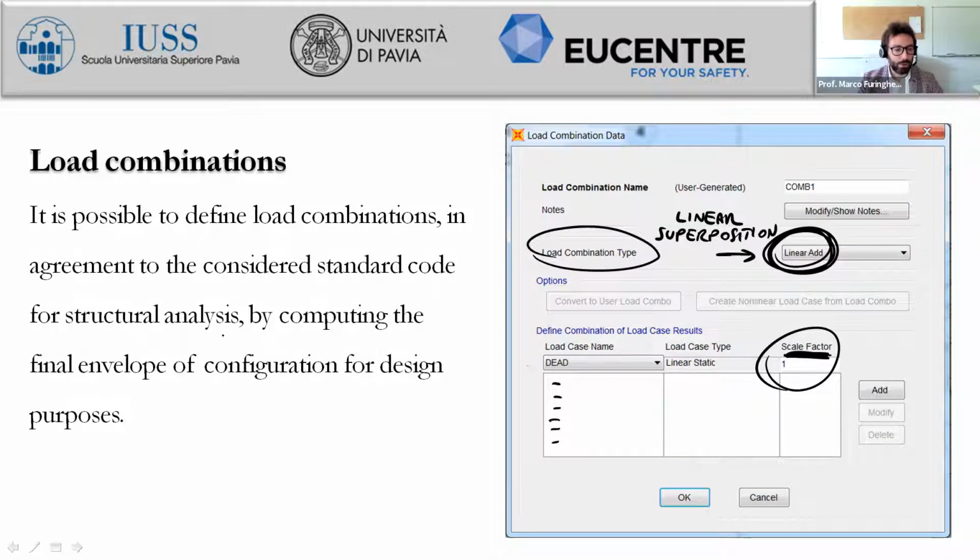And then, you see, it is possible to compute a final envelope of all the combinations and configurations for design purposes, which means that instead of linear add as a load combination type, we will choose envelope. Envelope just graphically superposes all the load cases and the load combinations that we will list here. The linear add, actually, sums up all the contributions.